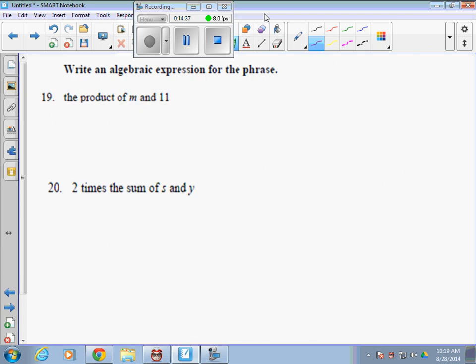Okay, we're writing algebraic expressions for the phrases given for 19 and 20. 19 says the product of m and 11. Product's one of those words that means multiply. So m times 11. You can write it that way, m times 11, or you can make it even simpler and say 11m. That would probably be a better version.